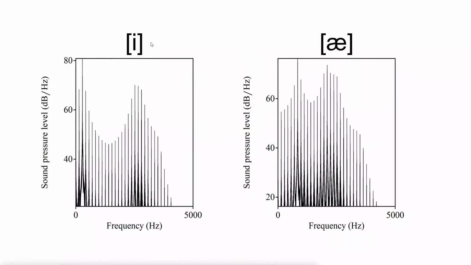This is the vowel E and the vowel A. Now the main difference between these is that E is a close vowel and A is near open. And if we look at the formants here, we notice that that first formant is lower for E than it is for A.